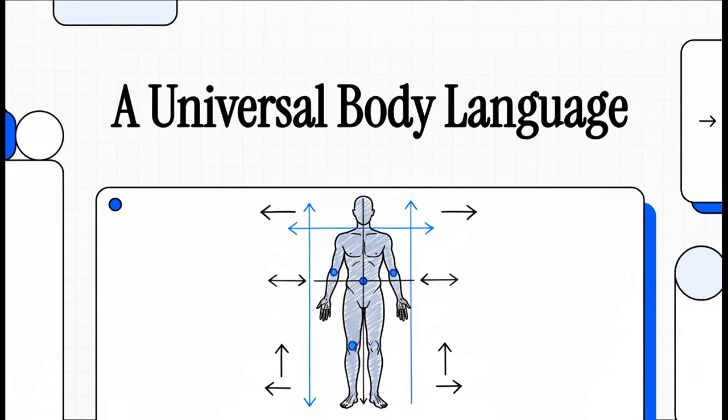Think about any complex skill, from flying a plane to writing code. They all have their own unique language, right? Well, the human body is absolutely no exception. To really get how it all works, first, you've got to learn to speak its language.